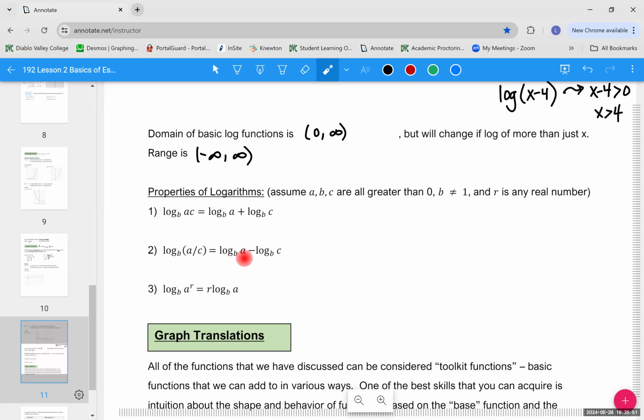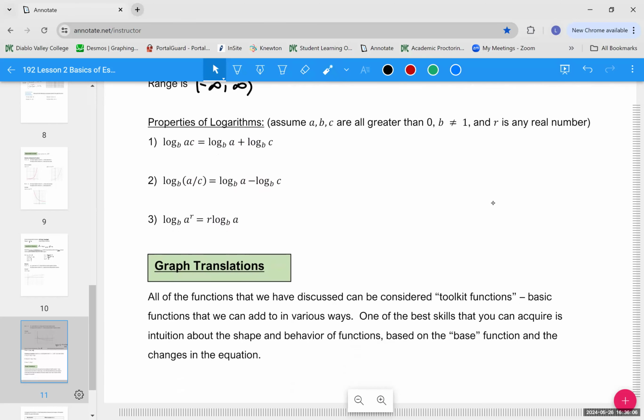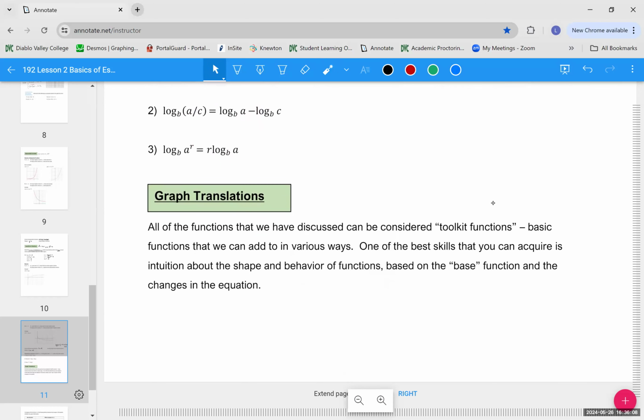You subtract the exponents. And if you are taking the log of something to a power, you can pull that power out front and multiply it by the log. So again, just a brief reminder about logarithms. If you need more than that, please reach out.